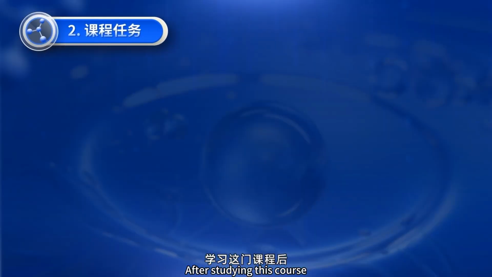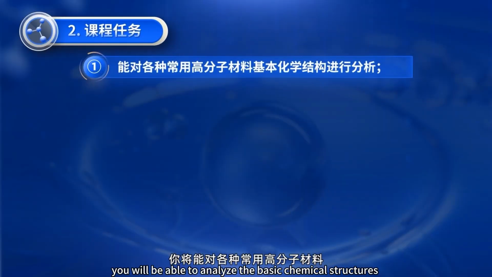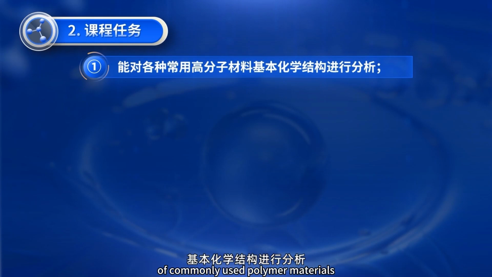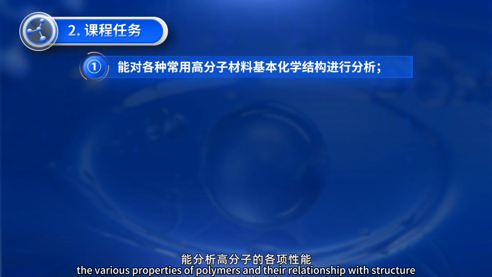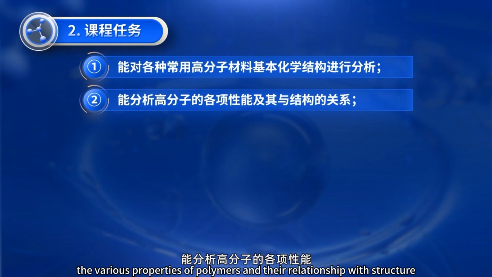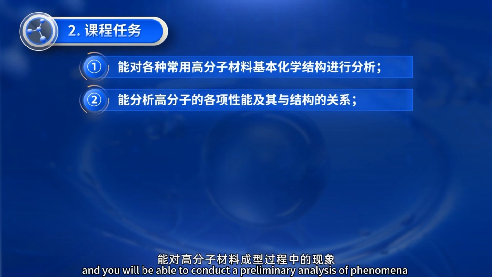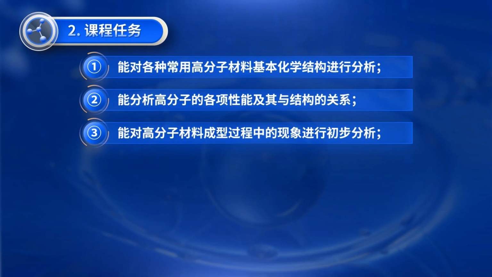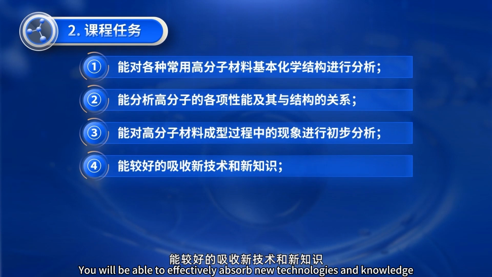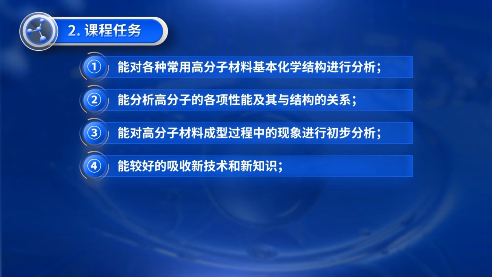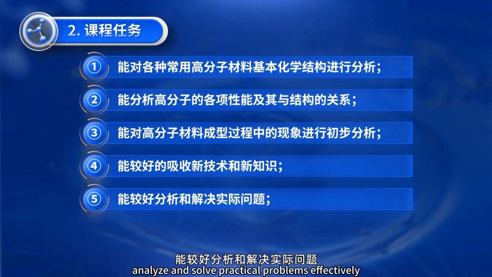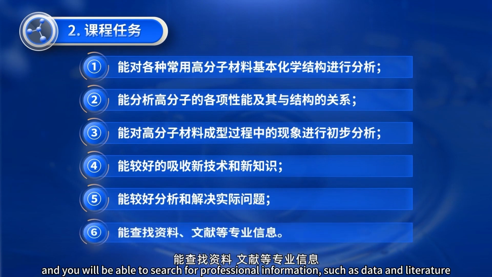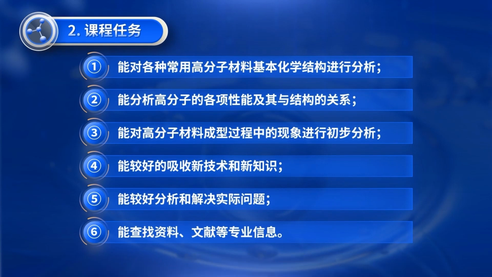After studying this course, you will be able to analyze the basic chemical structures of commonly used polymer materials, the various properties of polymers and their relationship with structure, and you will be able to conduct a preliminary analysis of phenomena occurring during the polymer molding process. You will be able to effectively absorb new technologies and knowledge, analyze and solve practical problems effectively, and you will be able to search for professional information such as data and literature.